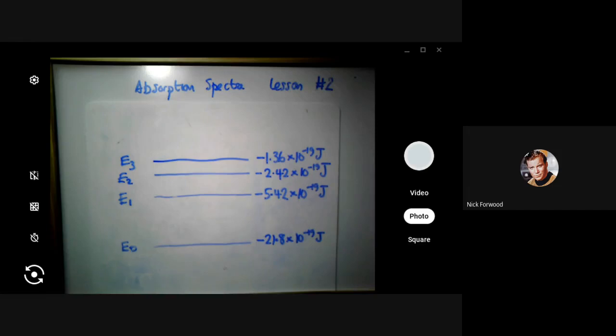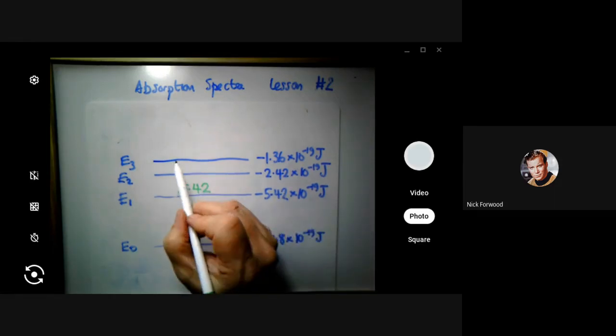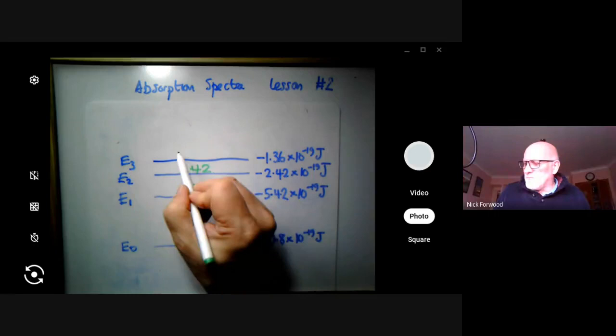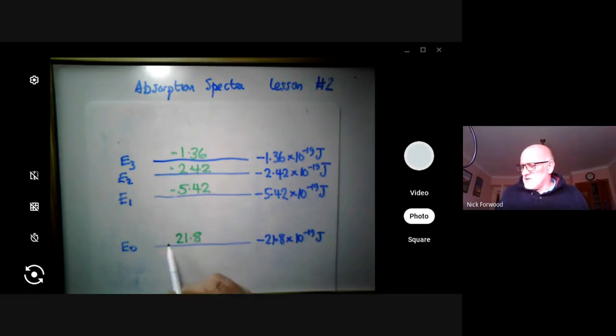The numbers, which you should be able to see, I'll need you to copy these down. Use some lines on your line paper. These numbers, 21.8, I'll do this big, but then you can write them small. Each of them is times 10 to the negative 19. So this bottom one is 21.8. This one, 5.42. This one, 2.42. And the top one is 1.36. Each of these has a negative sign in front of it because you're going down the levels, although the numbering system works up the way.